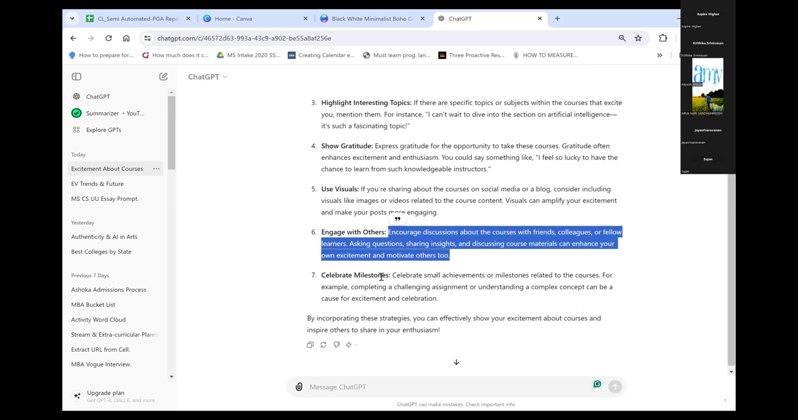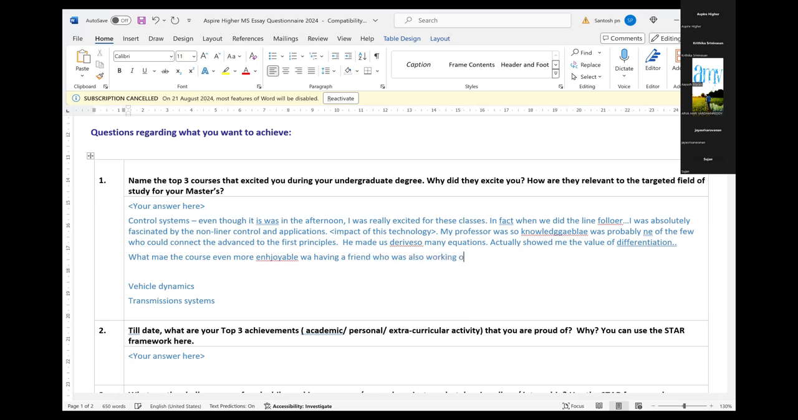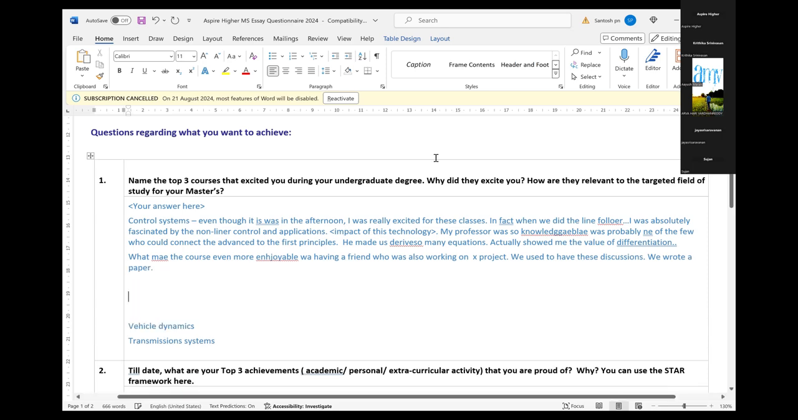Right? Yes, I can. In fact, I can say that what made the course even more enjoyable was having a friend who was also working on the X project or something like that. And we used to have these discussions and we wrote a paper, blah, blah, blah. See? So that's how you use the tool.